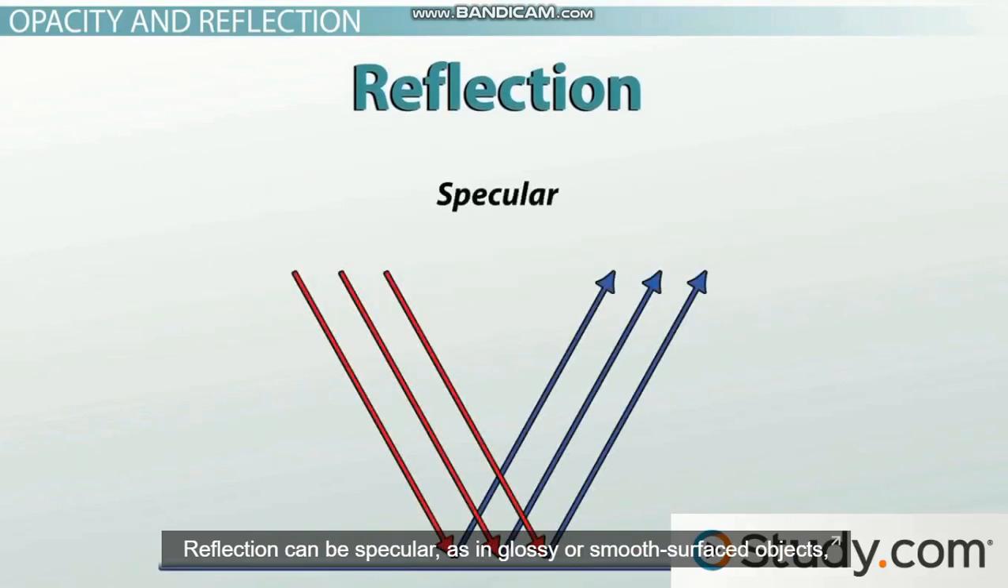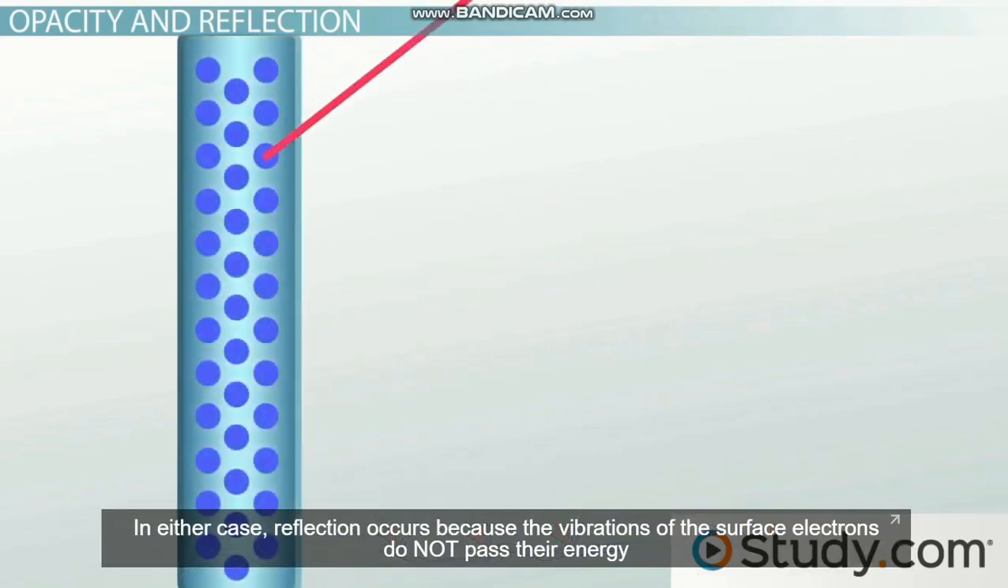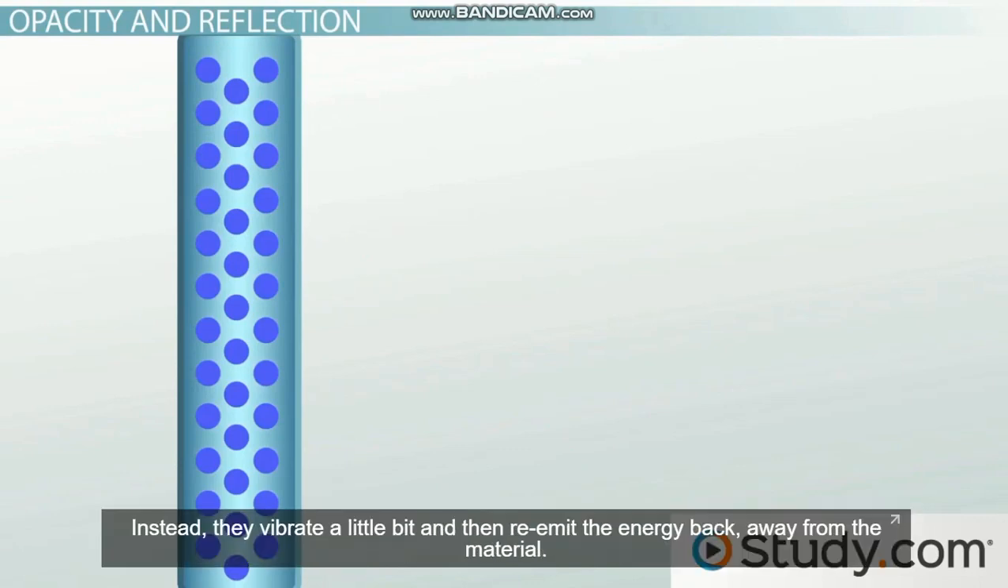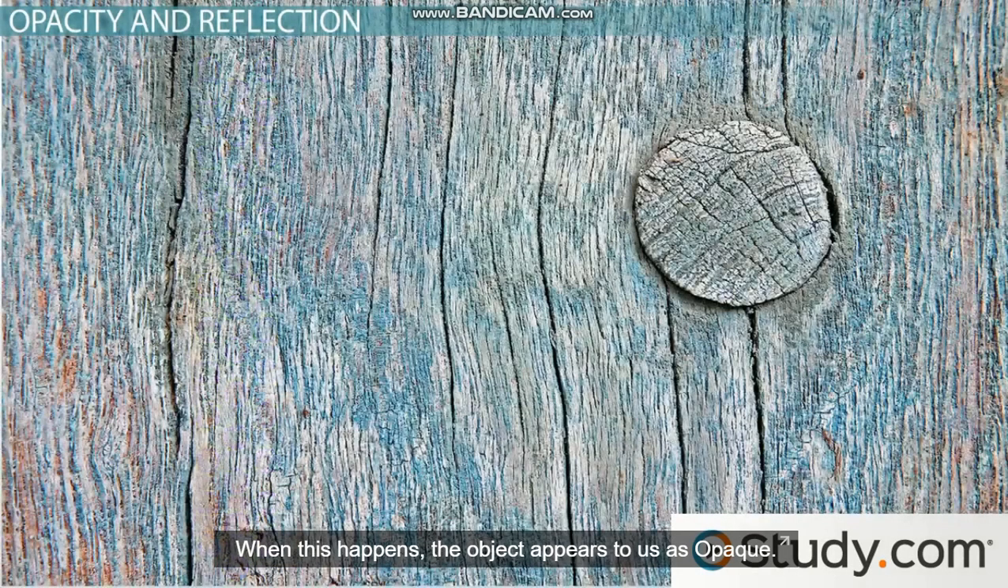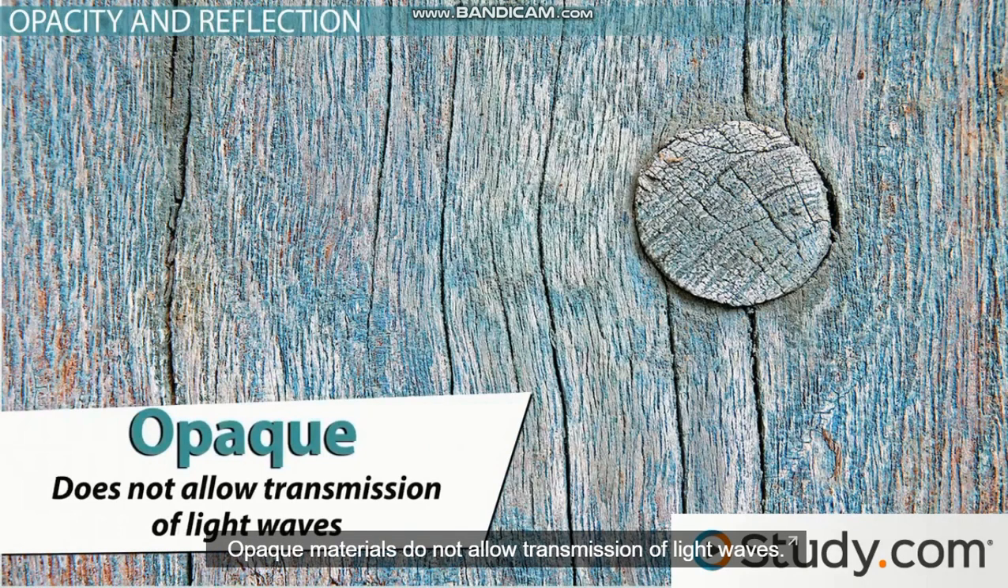Reflection can be specular, as in glossy or smooth surface objects, or it can be diffuse, as in objects with rough surfaces. In either case, reflection occurs because the vibrations of the surface electrons do not pass their energy down to the material. Instead, they vibrate a little bit and then re-emit the energy back away from the material. When this happens, the object appears to us as opaque. Opaque materials do not allow transmission of light waves. In other words, we can't see through an opaque object.